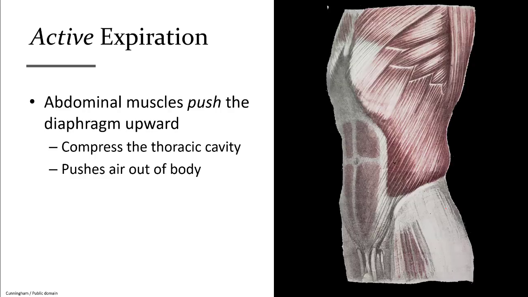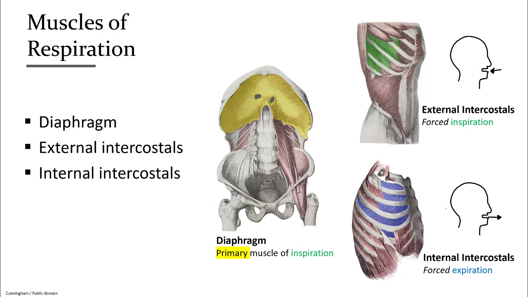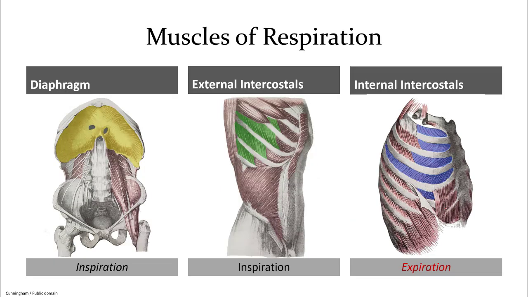For more forceful expiration, the abdominal muscles come into play to further push the diaphragm upward even when you bend yourself more forward. The main muscles of normal breathing and their role in respiration are shown here. Again, we see the muscles for normal breathing in and out.